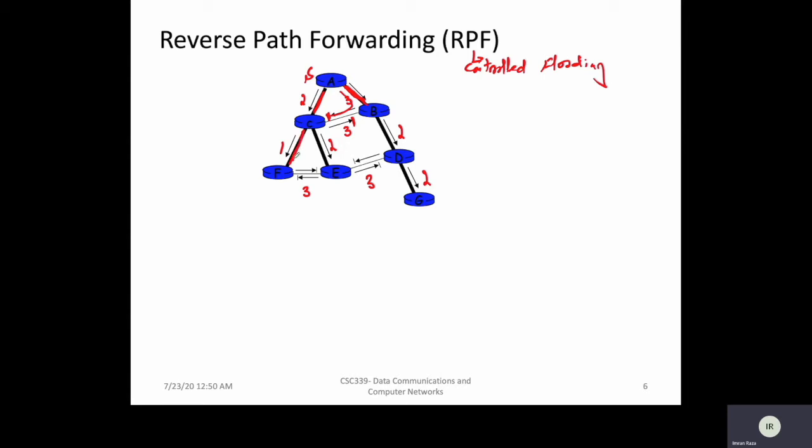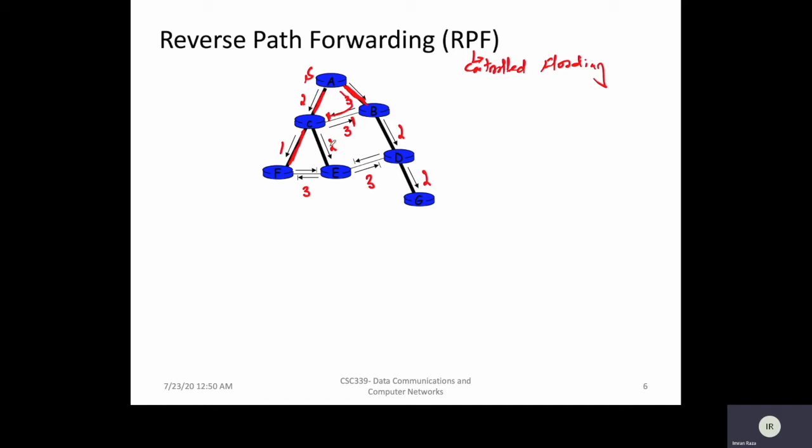Is it this path, which is 1 plus 2, 3, or is it this path, from A to C and then C to E and E to F? So 3 plus 2 plus 2. Obviously, this cost is more. So F will only forward a packet if it is coming from this path, which is the shortest path back to source A.